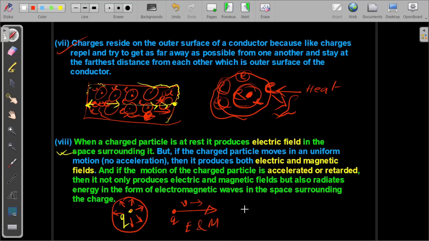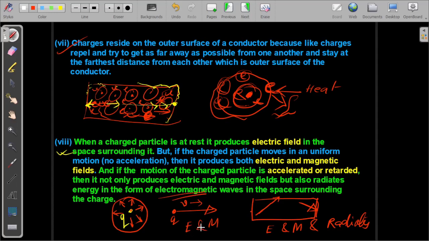But if it moves with an accelerated motion, that is, its velocity is increasing, or it moves with a retarded motion, that means its velocity is decreasing, in this case, what does it do? It produces an electric field and a magnetic field as well. Along with that, it radiates energy also, in the form of electromagnetic waves.